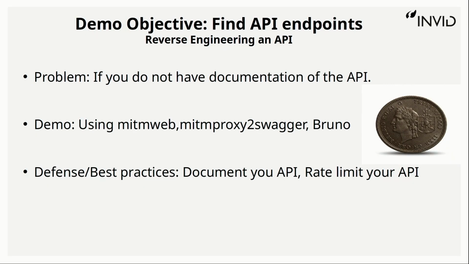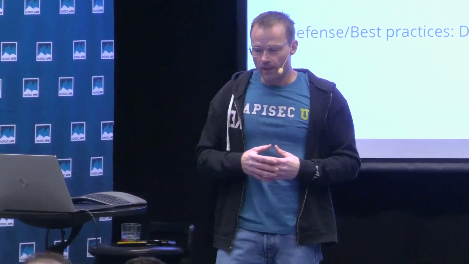So demo time. The first thing, if we don't have documentation regarding the APIs, we need to reverse engineer it. So how do we do that? We use Mitmproxy, and we're going to convert that data and import it to Bruno. The defense or best practice for this, of course, document your API. And on the internet, rate limit your APIs.